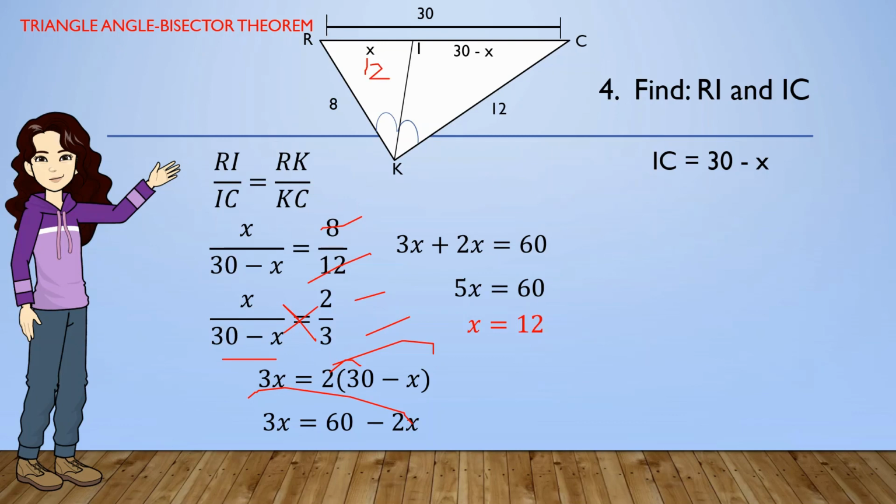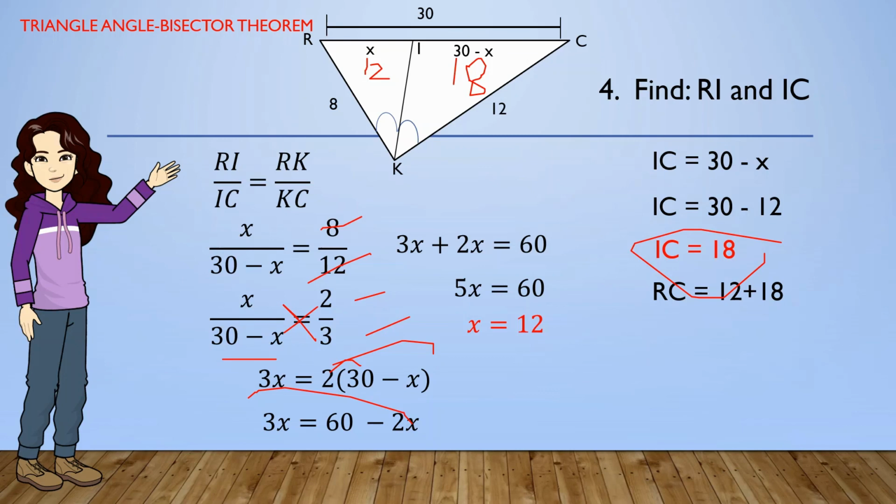Okay. Because RI is your x, we need to get the IC. So subtract from 30: 30 minus x will be 30 minus 12, and your IC is 18. Now, RC is equal to 18 plus 12, which is 30. So our answer is correct, because when we add, we got 30.